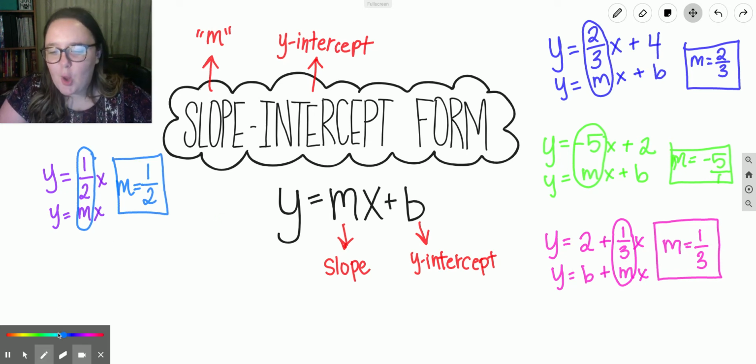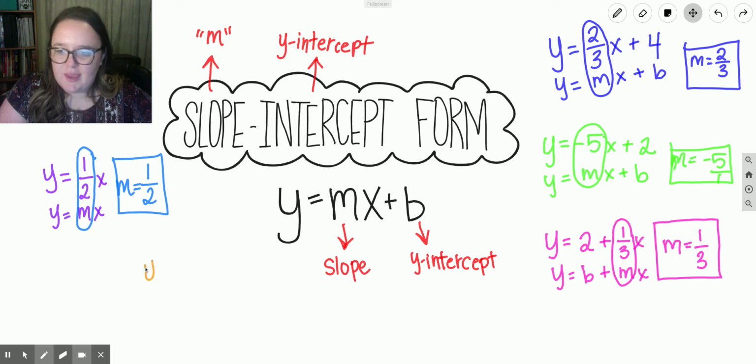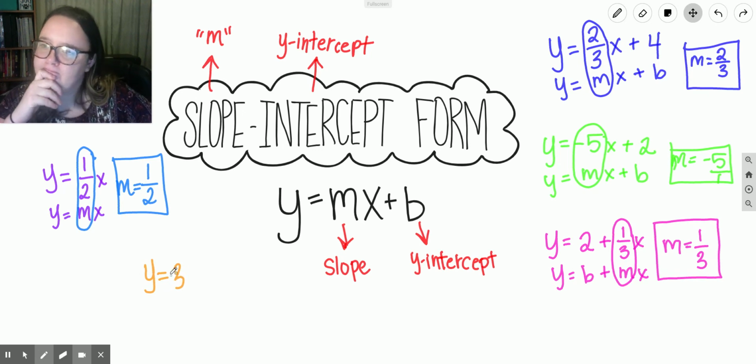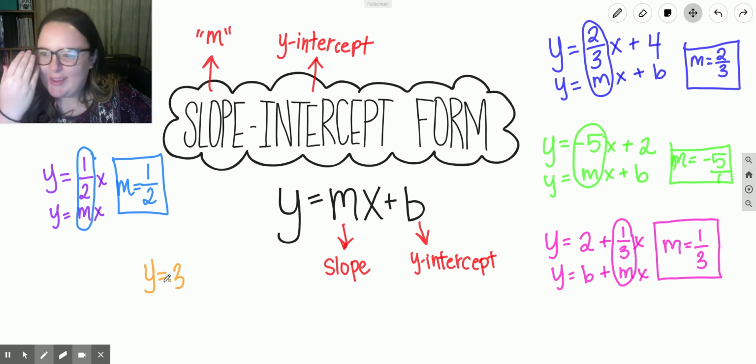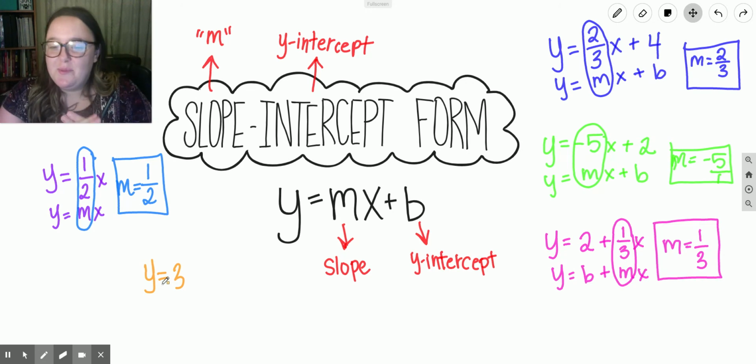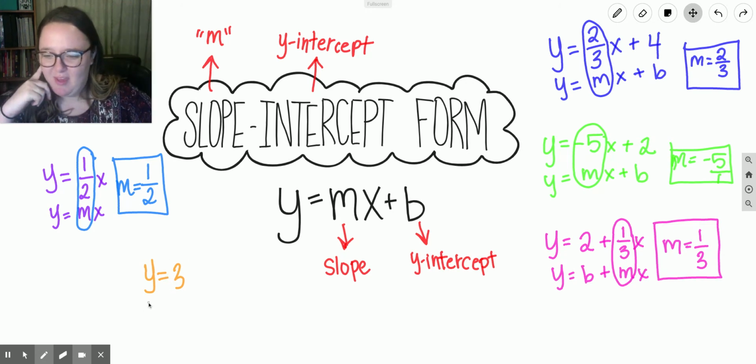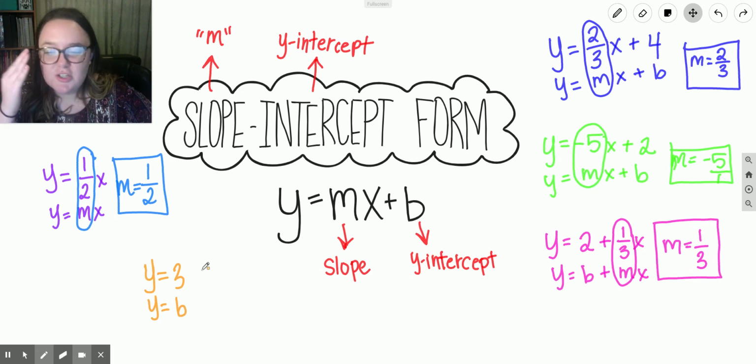Now I got one more, almost like a little trick to see if we can get it. I'm gonna do it in nice and pretty orange. My last one is, what if you get a formula that looks like y equals 3? What does that look like? It kind of looks like it was jumbled up in the blender and something was cut off of it, right? It's too short to be y equals mx plus b. This one is just y equals b.